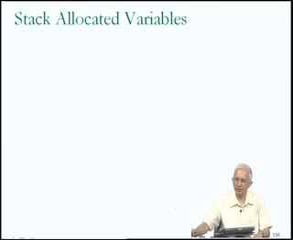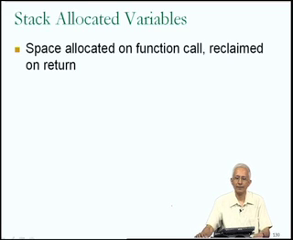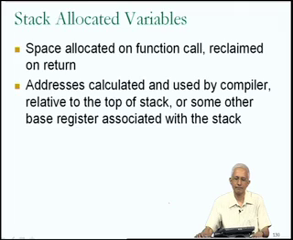Okay, now as far as stack allocated variables are concerned, let me just recap. The space for stack allocated variables such as function parameters and function local variables is allocated on function call and reclaimed on return. As we also saw, the addresses of the variables are calculated and used by the compiler relative either to the top of stack pointer or some other base register such as the frame pointer that I referred to earlier in this lecture. Therefore, the addresses of these stack allocated variables are computed and used by the compiler based on the picture that we had of the stack.